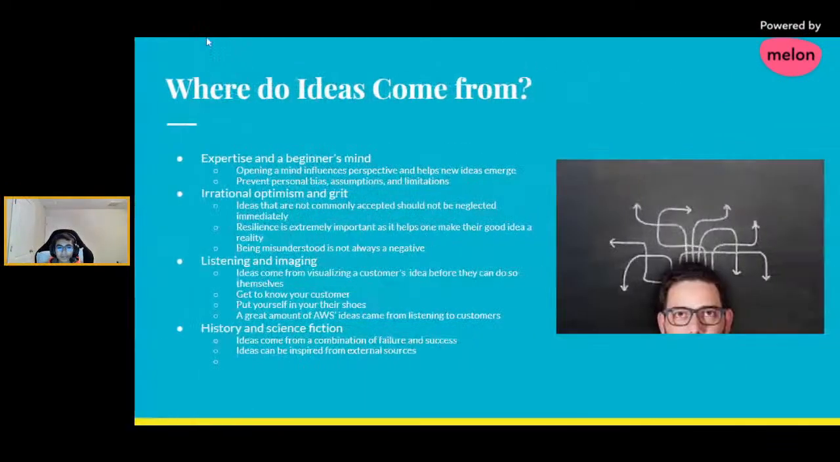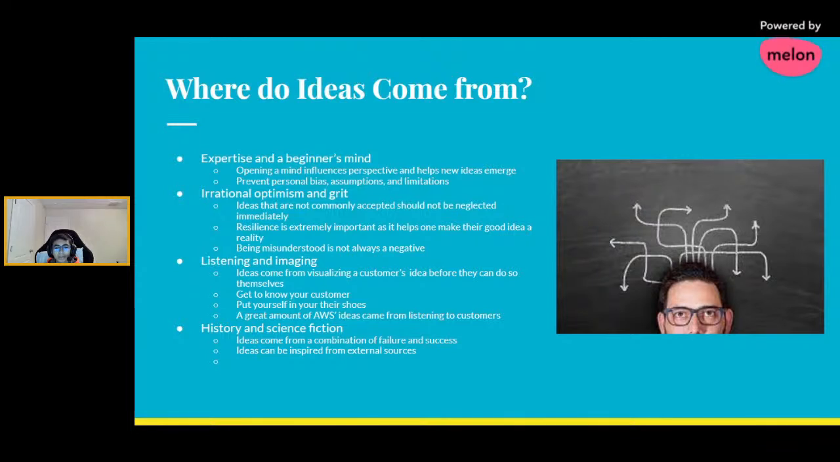Where do ideas come from? So, ideas come from a variety of places. For instance, expertise and a beginner's mind. Opening a mind influences perspective and helps new ideas emerge. This helps prevent any personal bias, assumptions, and limitations. It also comes from irrational optimism and grit.